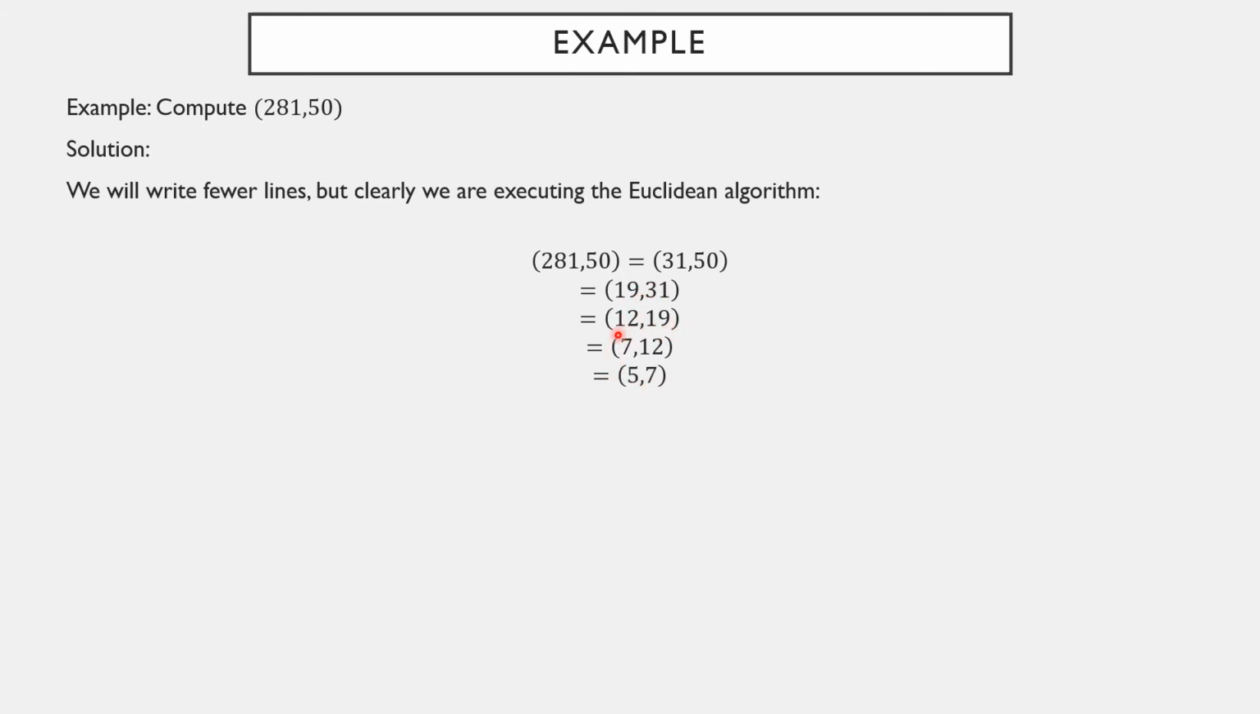The remainder of 12 over 7 is 5. 5 takes the second spot. The remainder of 7 over 5 is 2. 2 takes the second spot. The remainder of 5 over 2 is 1. 1 takes the second spot, and the remainder of 2 over 1 is 0.